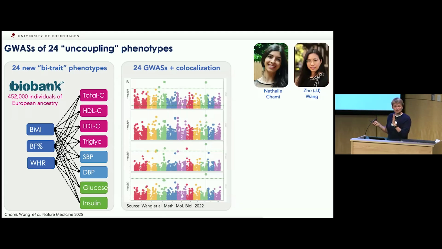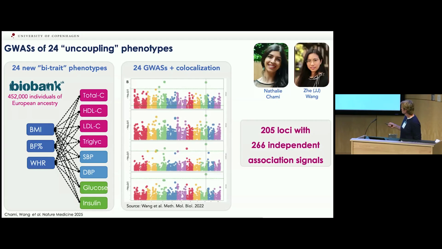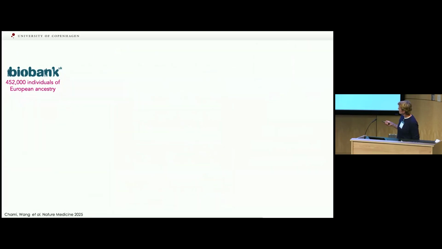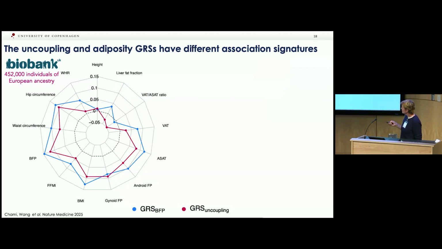We made sure that the signals we observed are co-localized, and we ended up with 206 independent association signals. So just to confirm, we then made a score of these 206 loci. So we have the uncoupling score, because we really look at how adiposity is uncoupled from these cardiometabolic risk factors. And we compared it with your typical unhealthy obesity score, you could say. So red is the healthy score, blue is the unhealthy score.